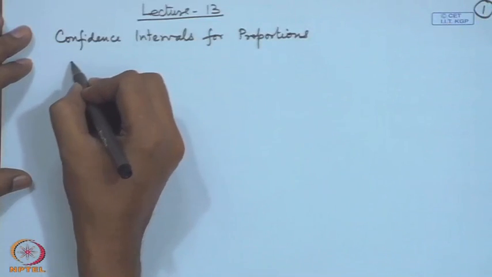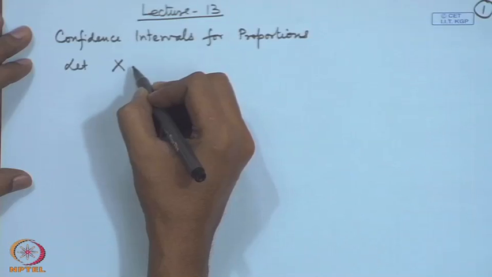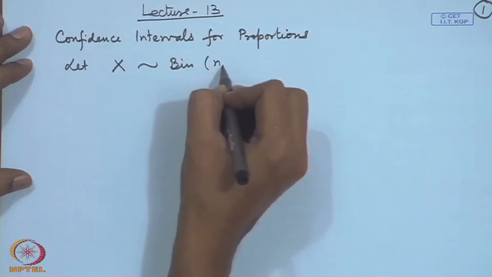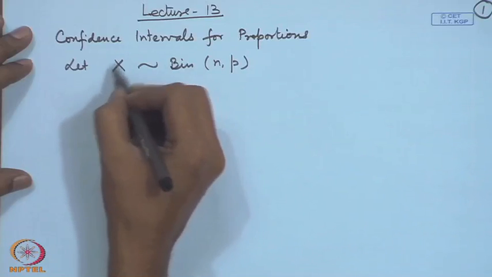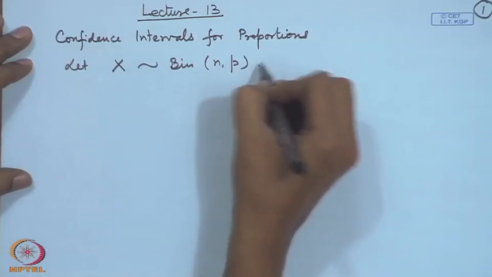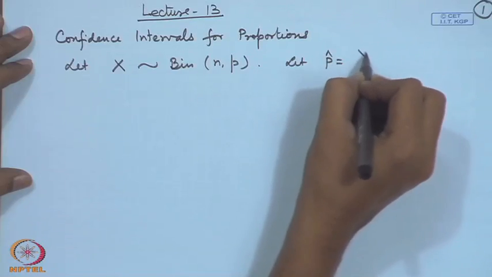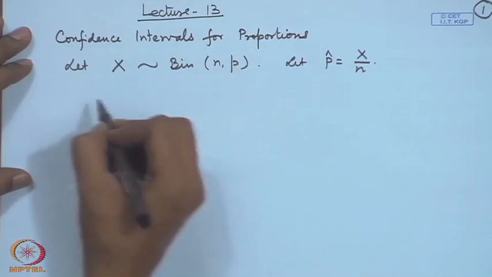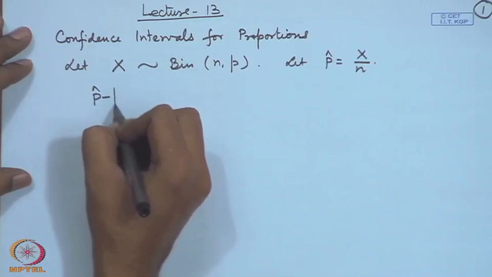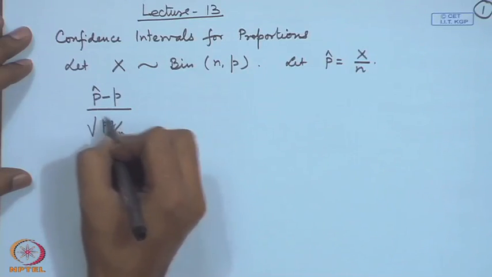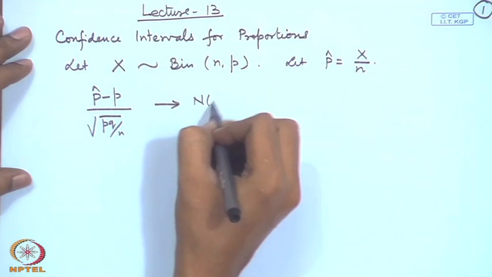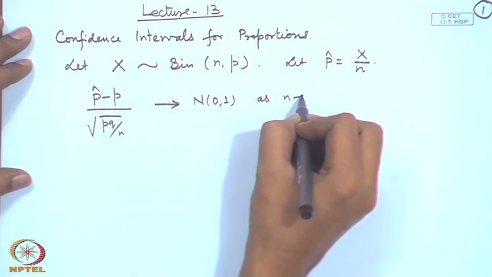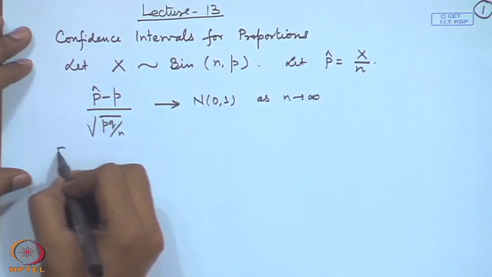So, typically we will have data like this: a sample of n observations, and out of that we have x number of successes. Let us define the sample proportion as p hat equal to x by n. We want to construct the confidence interval for the parameter p, the proportion of successes in a binomial population. So, we can consider p hat minus p divided by square root of pq by n. This converges to normal 0 1 as n tends to infinity. This result is known.